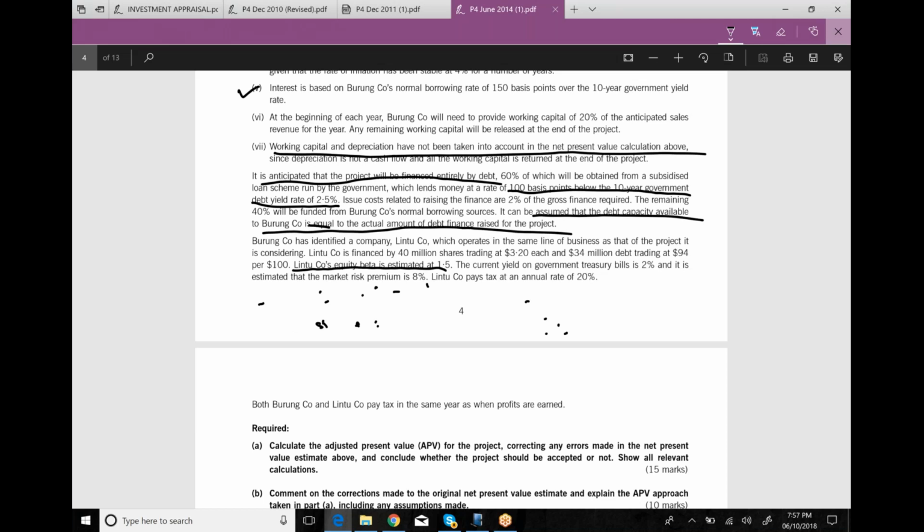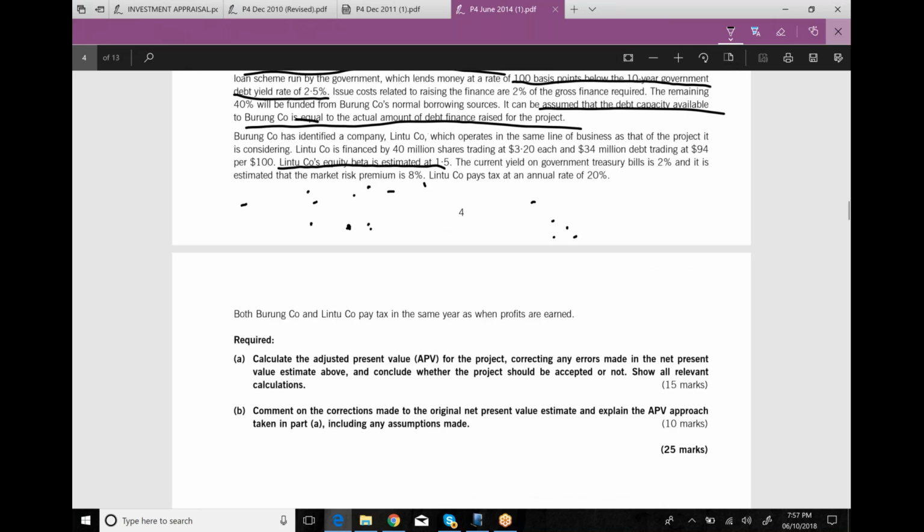Let us read part A. Calculate adjusted present value for the project. Again, over here it is clearly mentioned that you have to calculate the adjusted present value of the project, APV. But if the question says evaluate the project, you will not use NPV straight away. First of all, you will look for the conditions of APV. If those conditions are fulfilled, then you will use APV. Otherwise, you will use NPV.